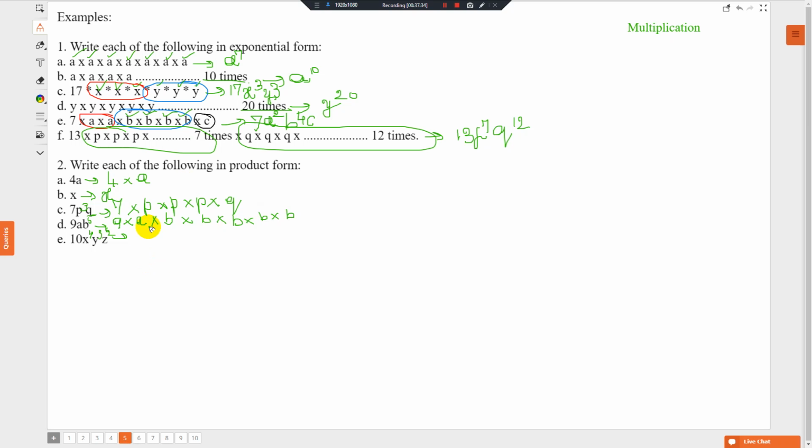Now here 10x⁴y³z². And for the first one, what we have to write? Write the number. Then x is repeated 4 times. And y how many times repeated? 3 times. So z how many times repeated? 2 times. See, we have completed this.